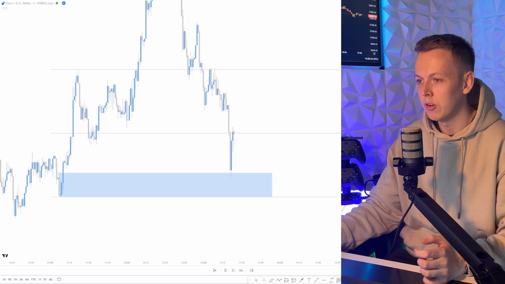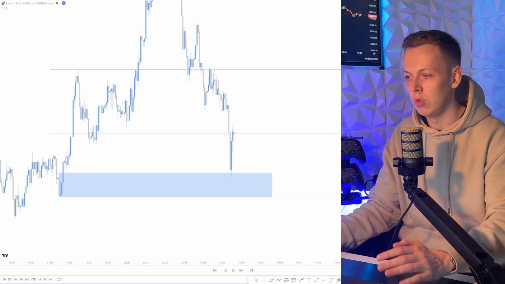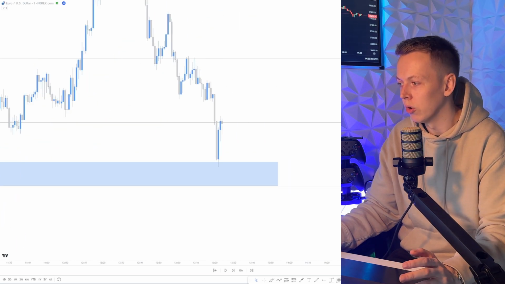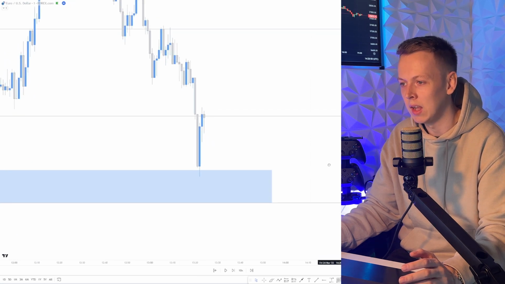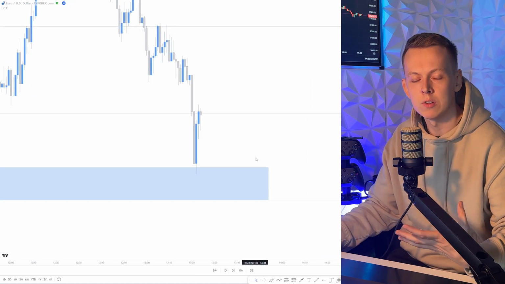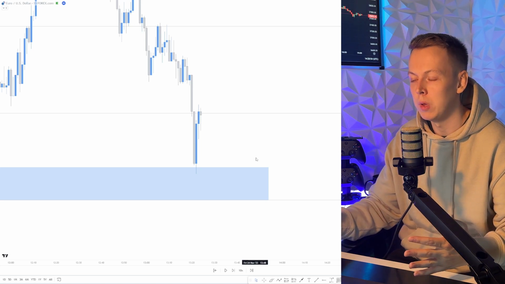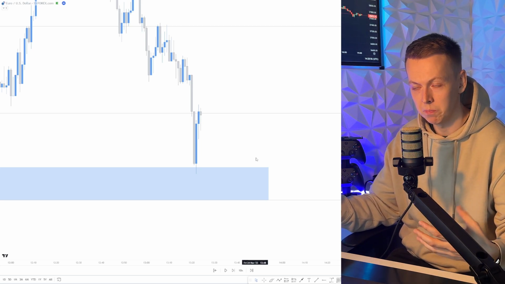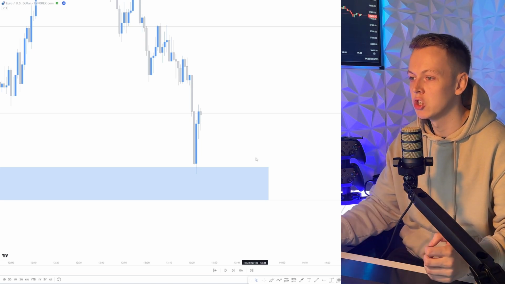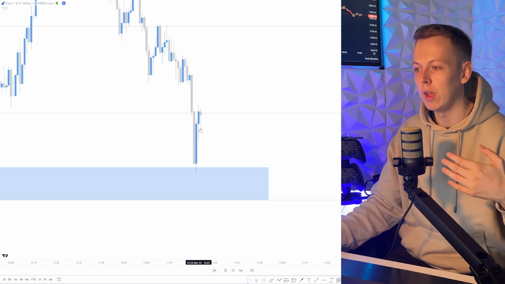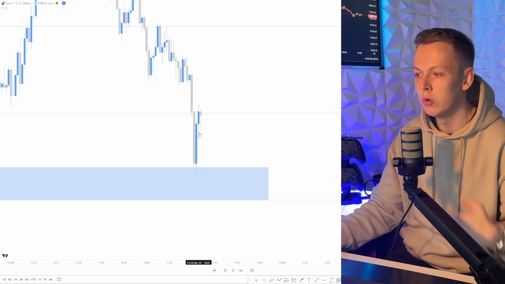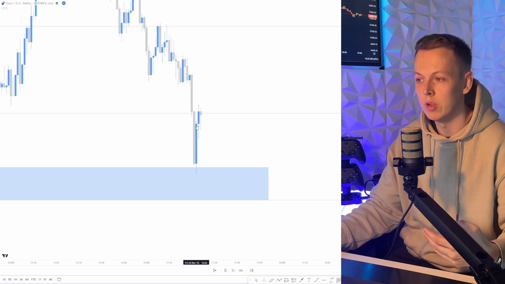So there we go. First things first, we get the tap into the area. So what do I want to look for? What kind of things am I interested in? Well, there's a number of different entries that we could use, one of them being, of course, the double range mitigation. With the double range mitigation, what we want to see is 2 impulsive moves which are closing above the previous range.